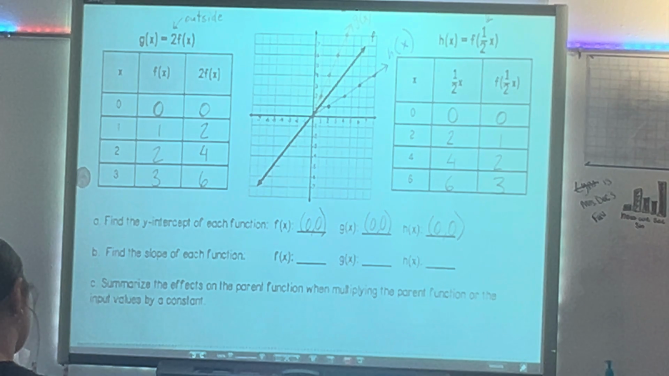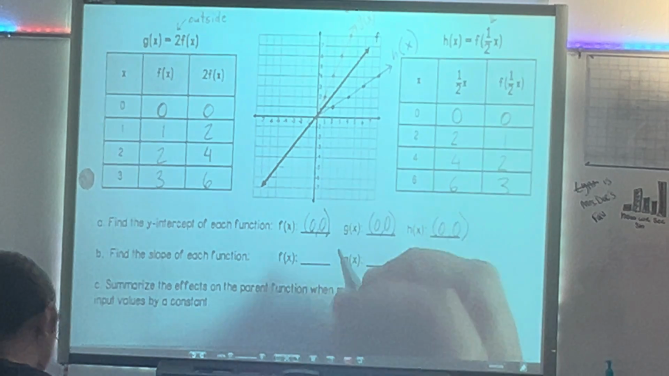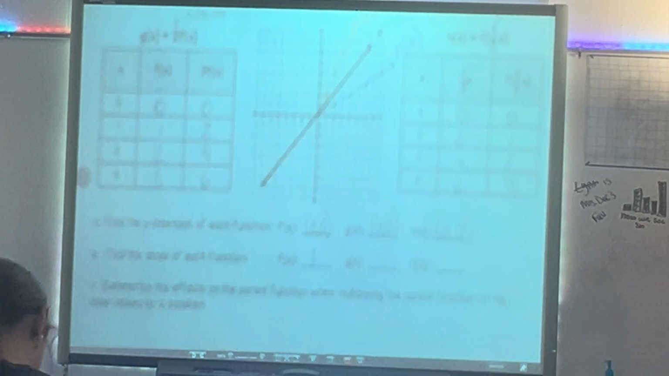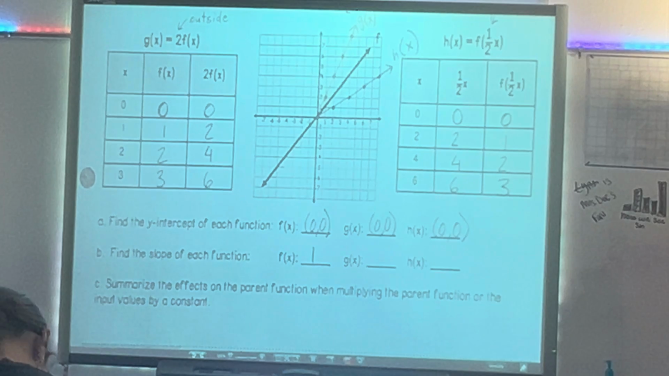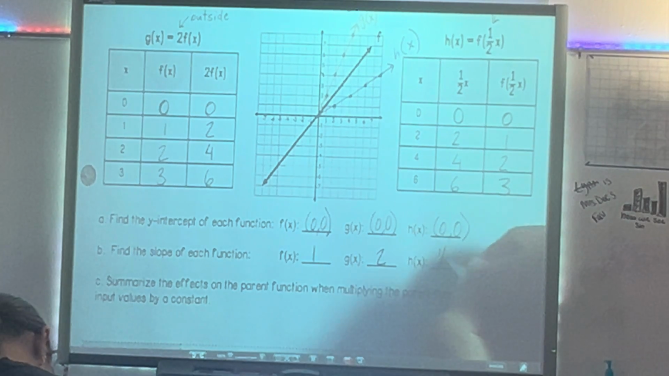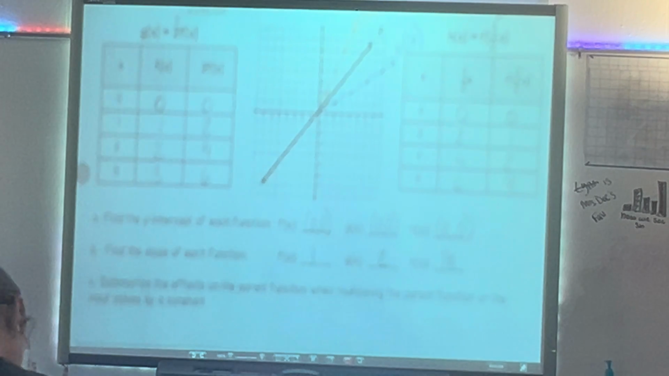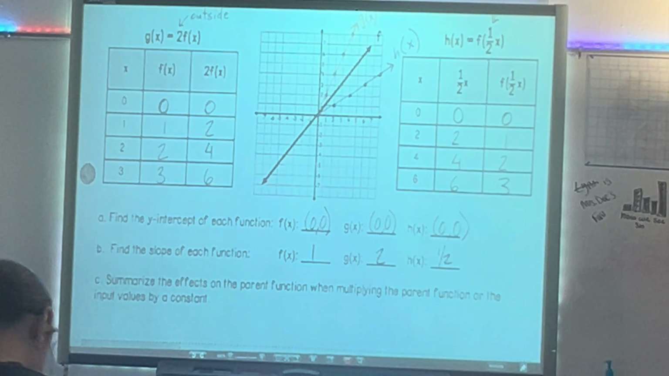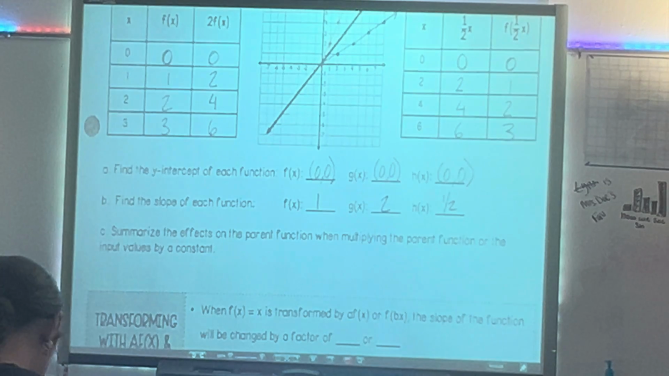Okay. Alright, so it wants me to find the slope. So what is the slope of f of x, my parent? 1. What is the slope of g of x? 2, and the slope of h of x is 1/2. So when I multiply my function, it changes my slope by whatever I multiplied by. Are we okay with that? Everybody comfortable there? Alright, so it says summarize the effects. We really just said that. So what happens to the y-intercept?